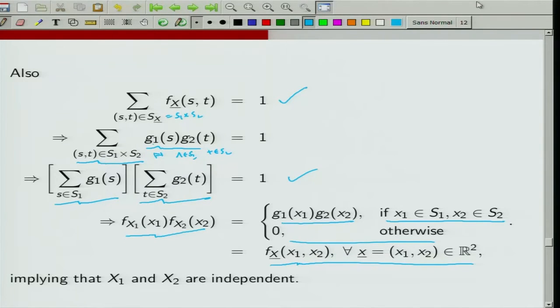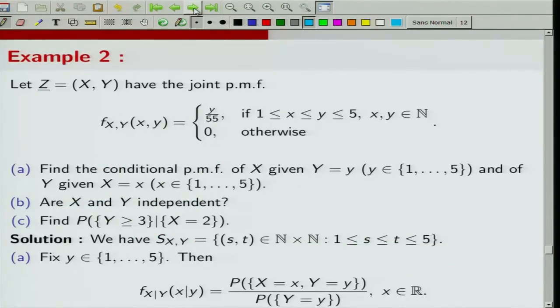So, this theorem gives a very easy way to check independence. So, in the joint PMF, in the support, first of all you should be able to separate out the terms of x and y, and in the functional form also you should be able to separate out the terms of x and y. So, let us look at this example.